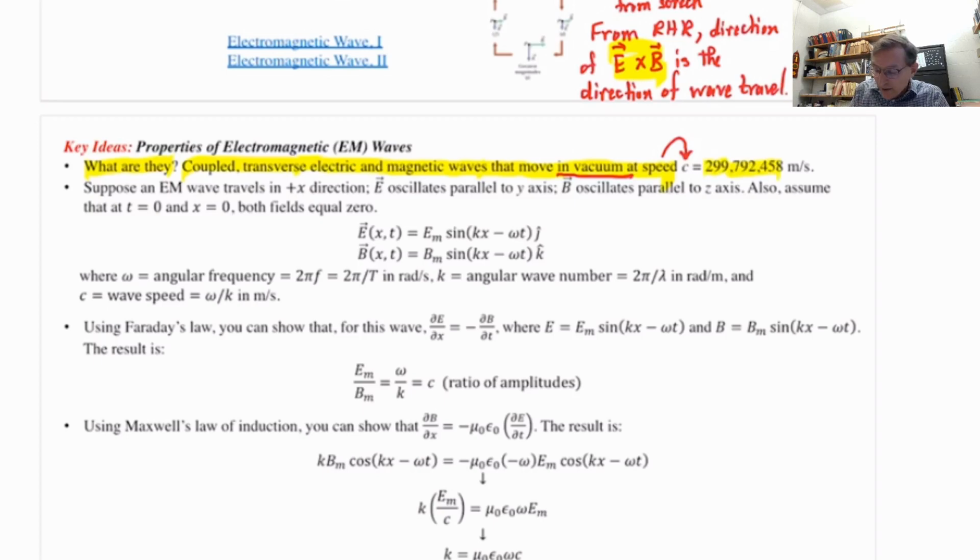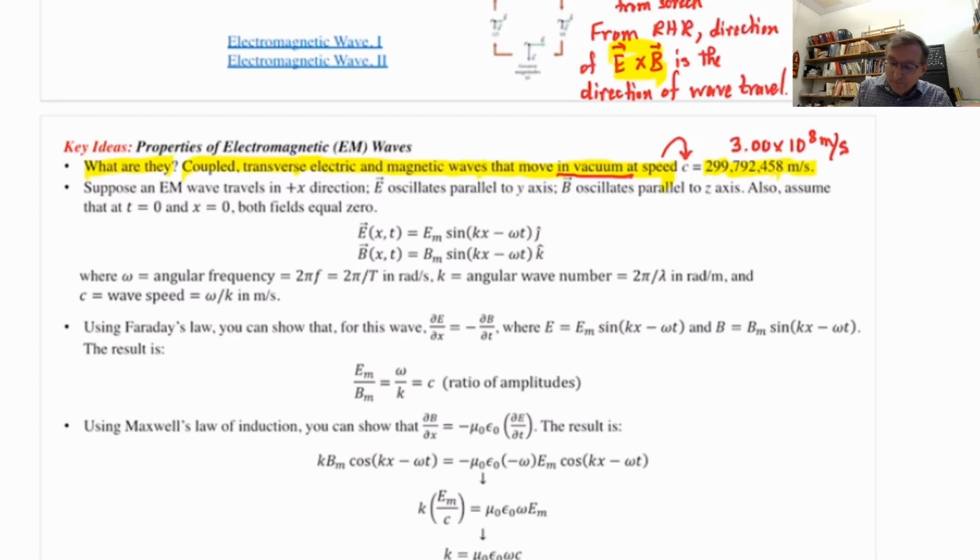299,792,458 meters per second. I say again, 299,792,458 meters per second. Now, that's pretty fast, isn't it? What most textbooks will do is round that and write it in scientific notation, like this: 3 times 10 to the 8 meters per second. 3.00 times 10 to the 8 meters per second.